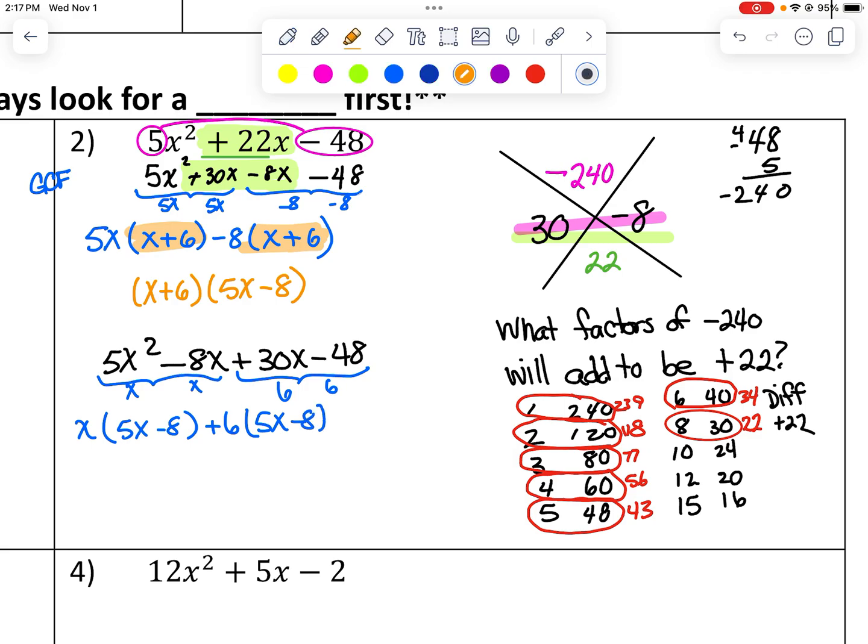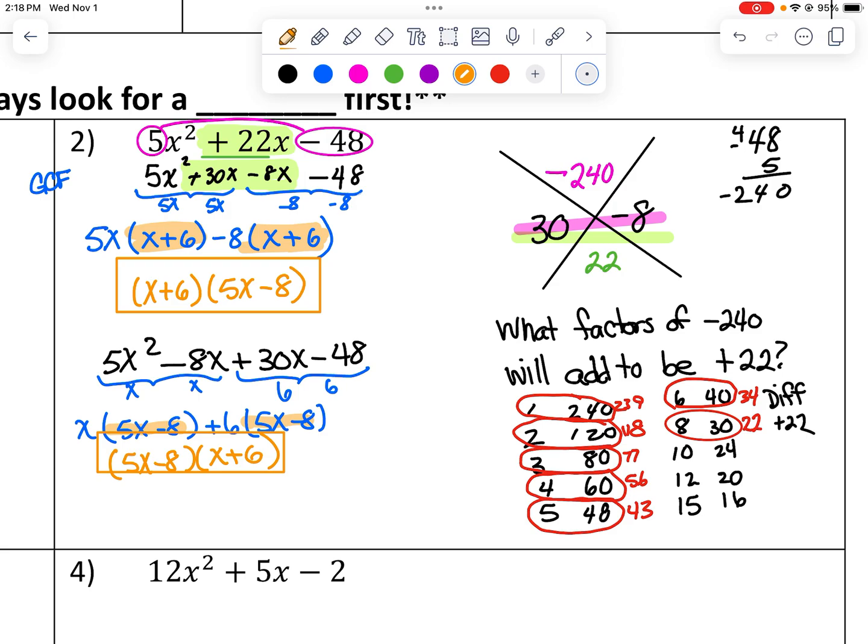Now the greatest common factor is 5x minus 8. When I pull out the greatest common factor of 5x minus 8, what I have remaining is an x plus 6. You will notice that this set of factors and this set of factors is the same set, and in multiplication order doesn't matter, so it doesn't matter who's first.